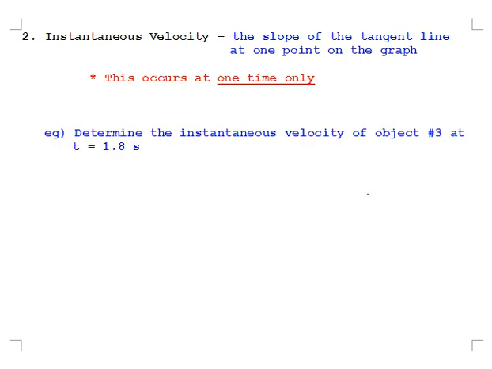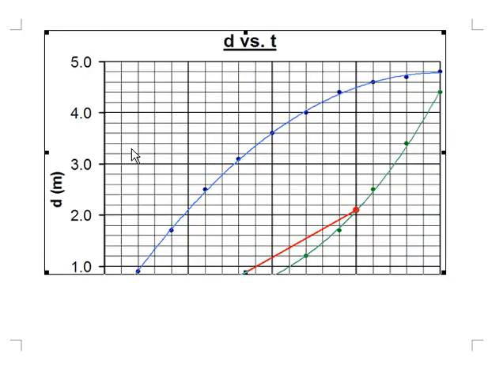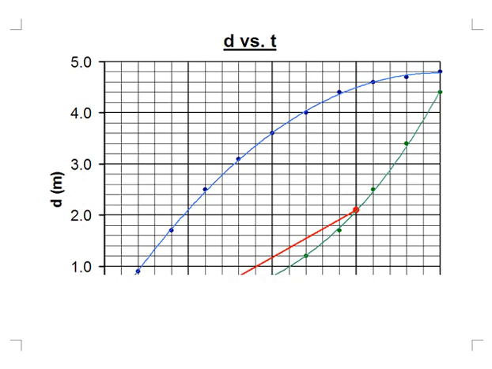So here's what I want us to do. I think actually on yours it's at 1.5 on your piece of paper, so we'll change this. Let's determine the instantaneous velocity of object 3, that's the downward curve, at 1.5 seconds. So here's the graph. I believe for us, I'm going to have to change this a little bit. I'll do it with you in real time. Put a little dot on your curve at 1.5 seconds, which is going to be right there.